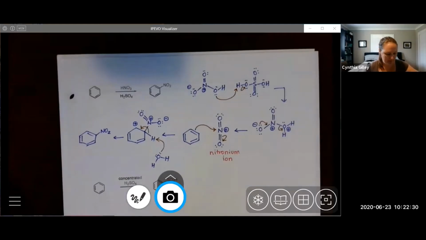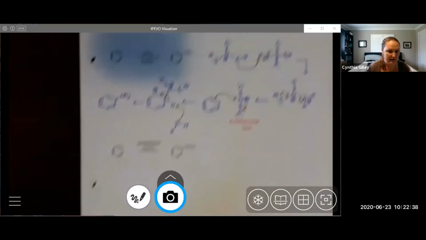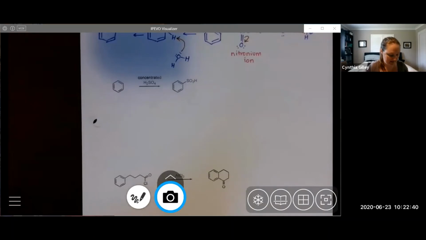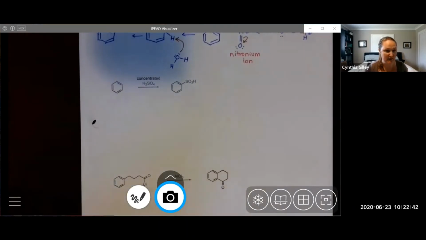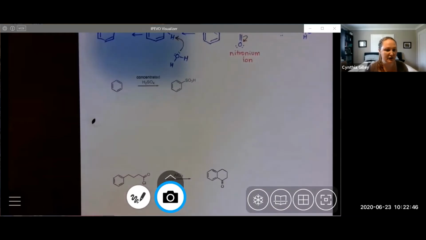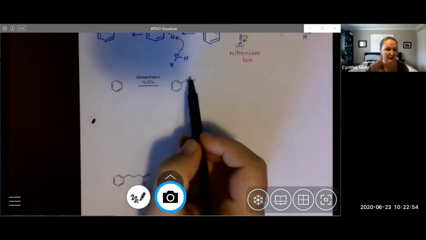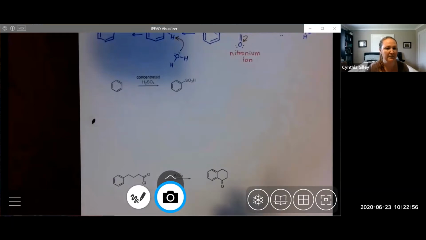Okay, so now we're able to introduce an alkyl group, an acyl group, a halogen, either bromine or chlorine, and then nitro. And the last electrophilic aromatic substitution reaction is the sulfonation. The sulfonation, in and of itself, is not very interesting because notice there's not a whole lot we can do with the sulfonyl group synthetically.